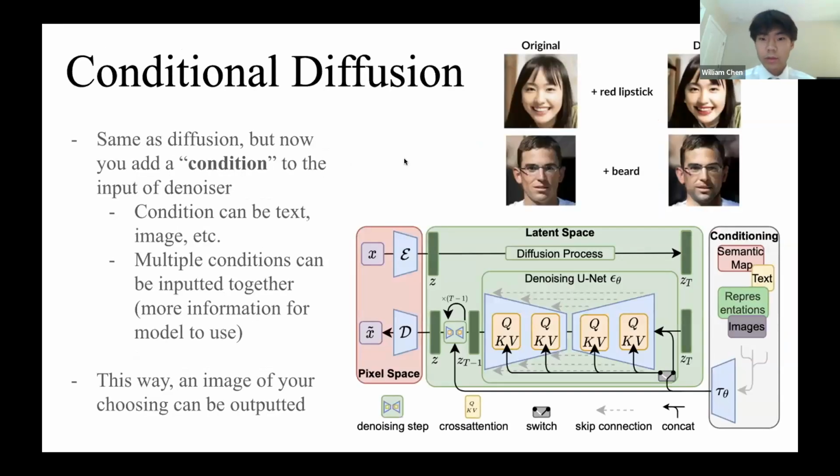To build off of diffusion, you can add a condition to the input of the denoiser. The condition can be text, image, semantic map representations, what have you. Multiple conditions can be inputted together for more information for the model to use. On the top right, we have an example of this where we have an original image of a face and then a text condition of red lipstick or beard. What's outputted is the original image with the respective change.